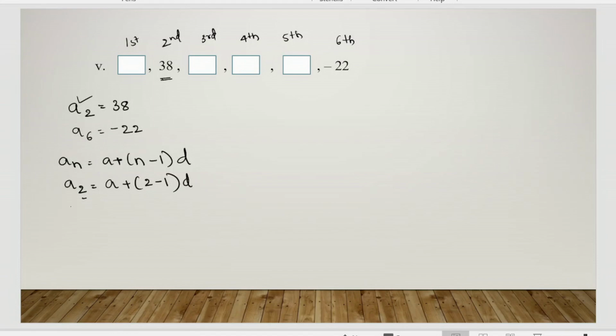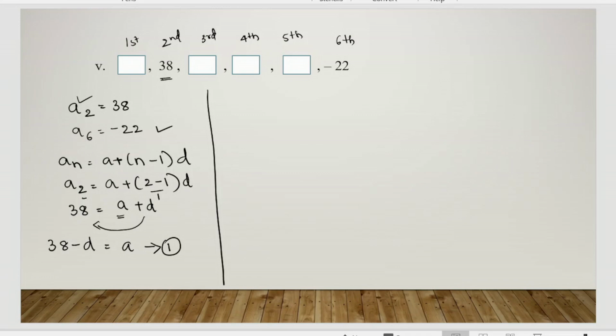So A2, which is 38, is equal to a plus 2 minus 1, which is 1, into d, which is d. We want the a value here. So let us take d to the LHS, which becomes 38 minus d is equal to a. Let us take this as equation number 1.